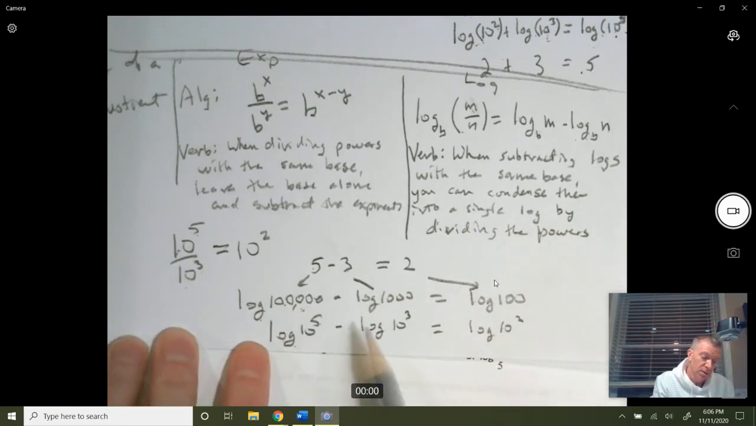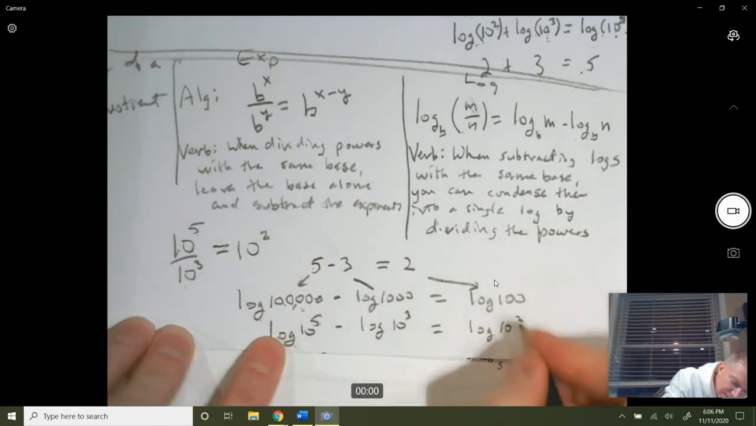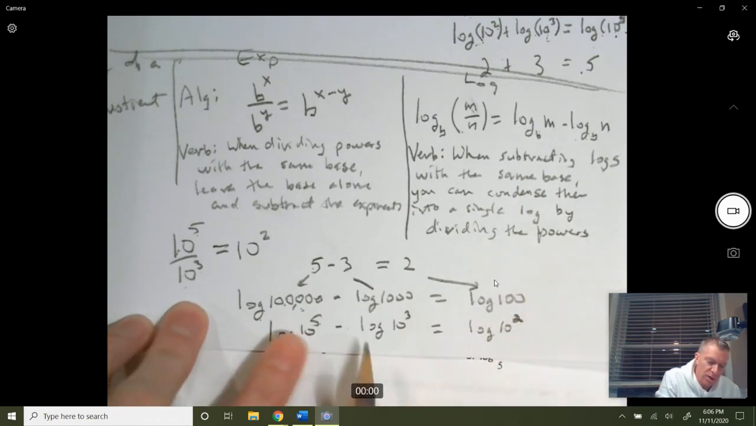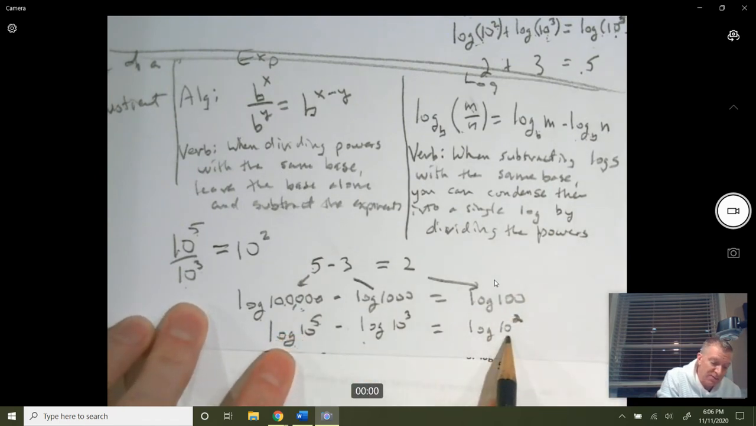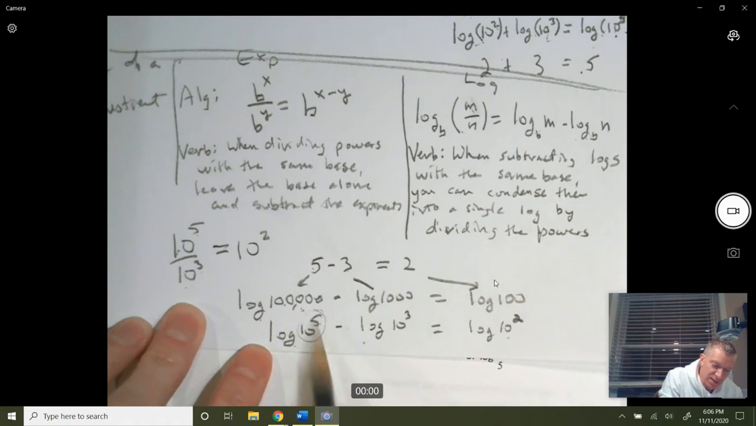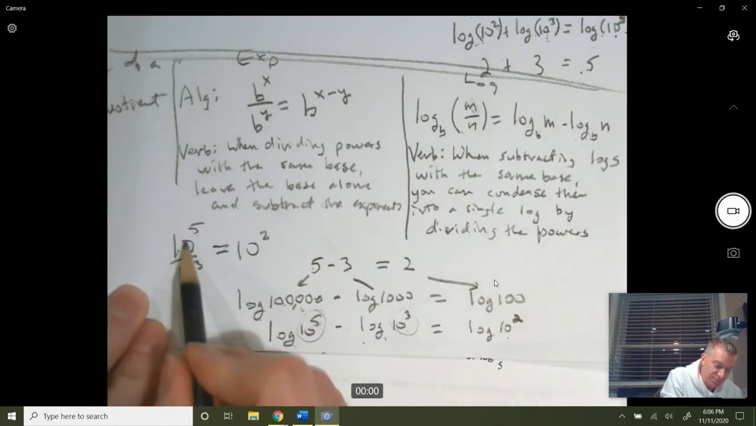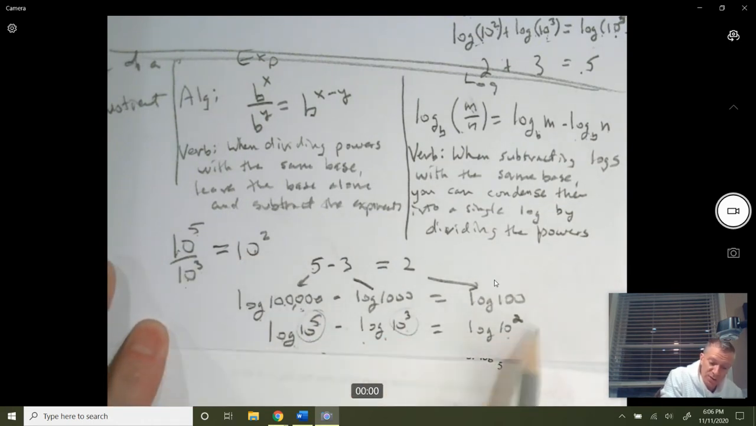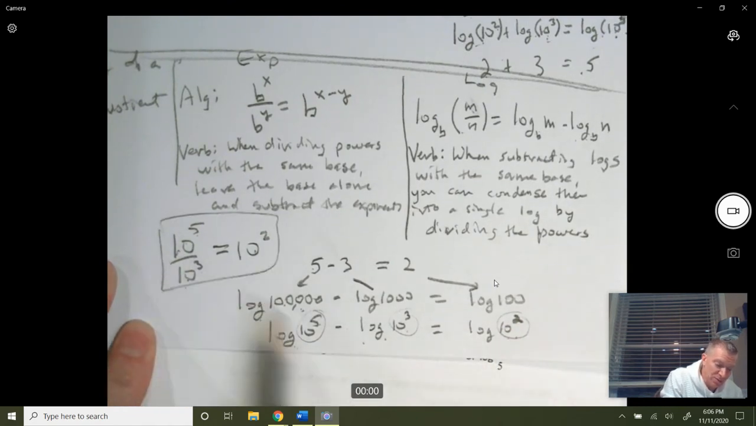Okay, so we combined these two logs into a single log by dividing the arguments. 10 to the 5th divided by 10 to the 3rd gave you the 10 squared. Okay, so that's how this and this work together.